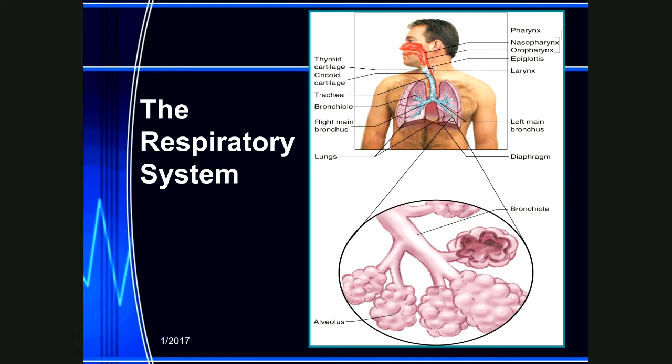The epiglottis is a leaf-like structure which closes over the glottic opening anytime we eat to prevent us from choking on that food and to keep the food from going down into the lungs. And it allows for airflow through the larynx, or voice box, and into the trachea. Trachea leading down to the lungs. The trachea, or the windpipe, is the tube that carries air into the lungs.